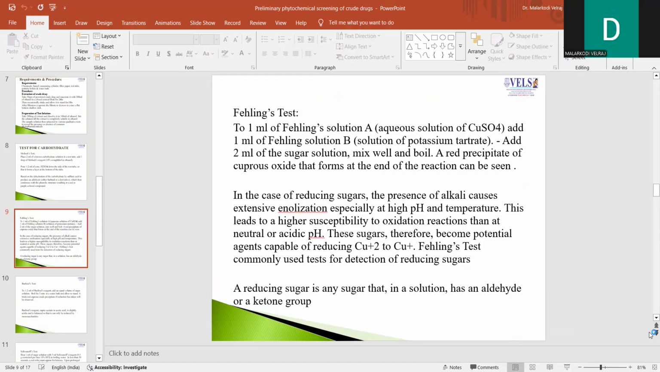The sugars therefore become potential agents capable of reducing cupric to cuprous, and Fehling's test is a commonly used test for detection of reducing sugars. A reducing sugar is any sugar that in a solution has an aldehyde or a ketone group.